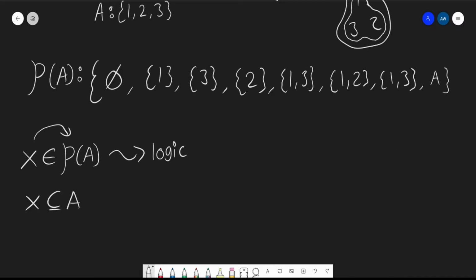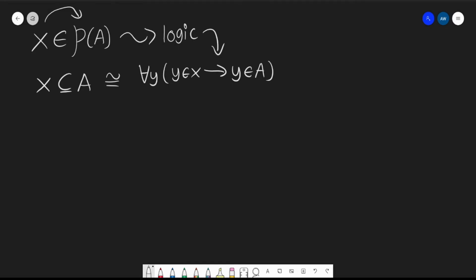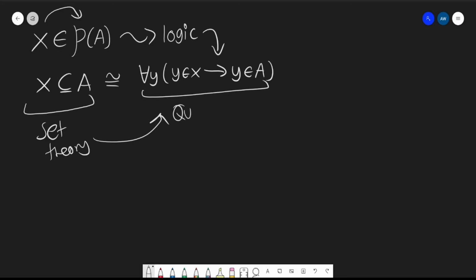And we already know how to convert set theory into logical statements. We've done that in the previous videos. This is equivalent to showing that for all mathematical objects y, if y is in x, then this would mean that y is also in A. And that's pretty much it. So that's another example of a conversion from set theory into the language of quantifiers.